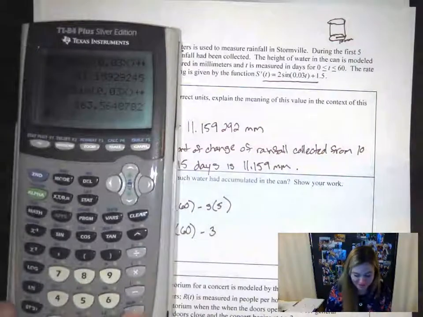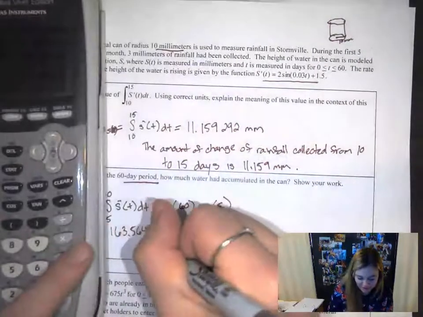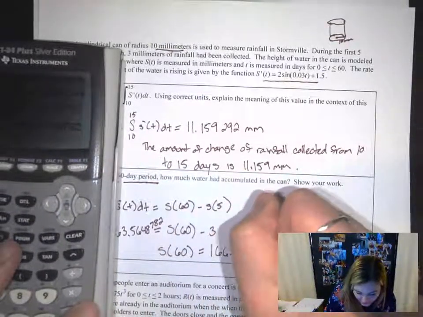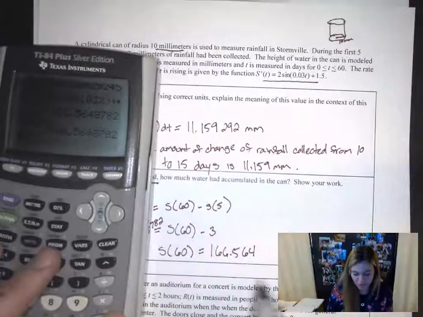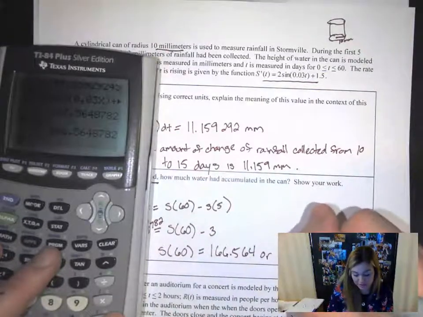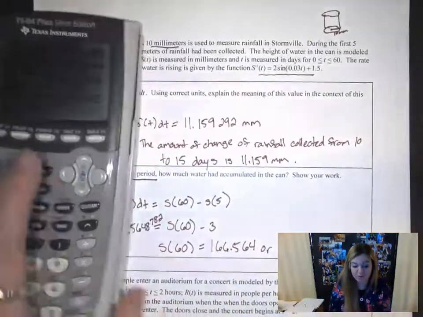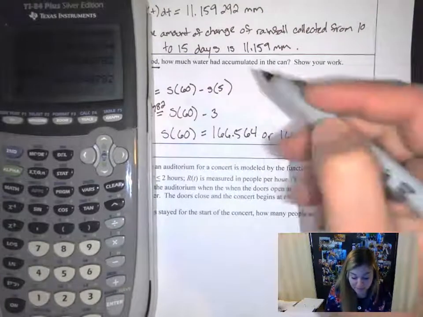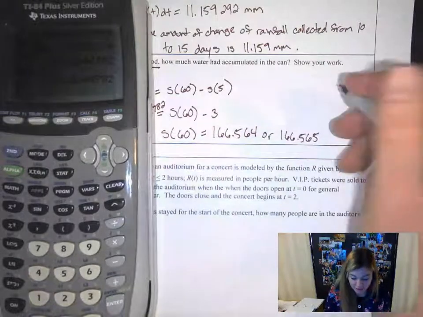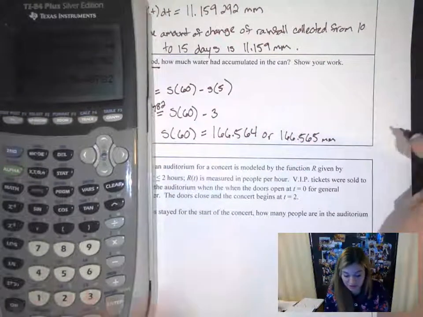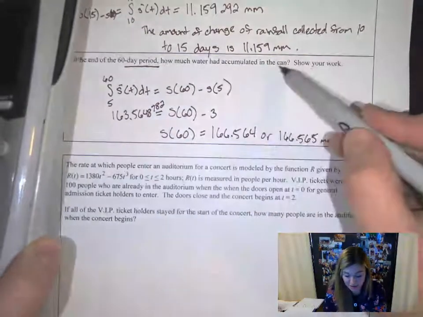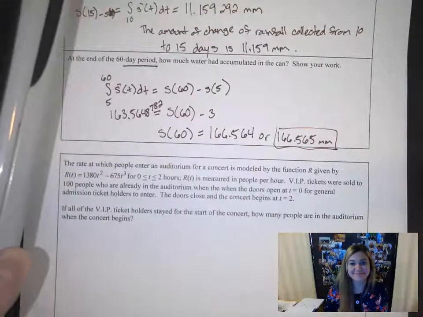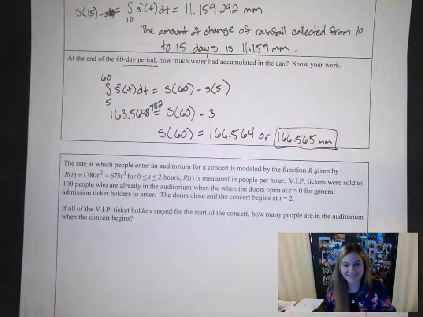I really don't need that many because I'm just going to add 3 to this. And here's where I can say, well, S of 60 actually is going to be 166.564, or you could say 166.565. You do not have to say both. You can just say one of them. I'm just saying both, so you know you can either round this or you can truncate it. Make sure that we know at S of 60, how much is there? This is how many millimeters at the end of the 60-day period. We've got our answer. Show your work. We did. Yay!